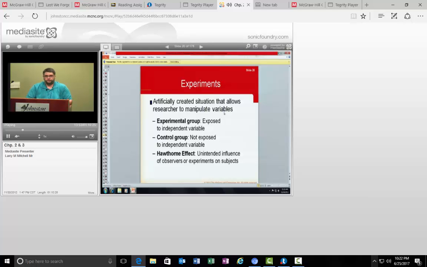Here under experiments, I'll just mention some variables that you need to keep in mind. The experimental group is the group that actually receives the treatment. Again, if it was a medication study, they would get the real thing, the real substance, to see how it actually affects their behavior. The control group is the group that gets nothing, the placebo. In an experiment, you must have, at bare minimum, both of these, or else you need to call into question what you're doing.